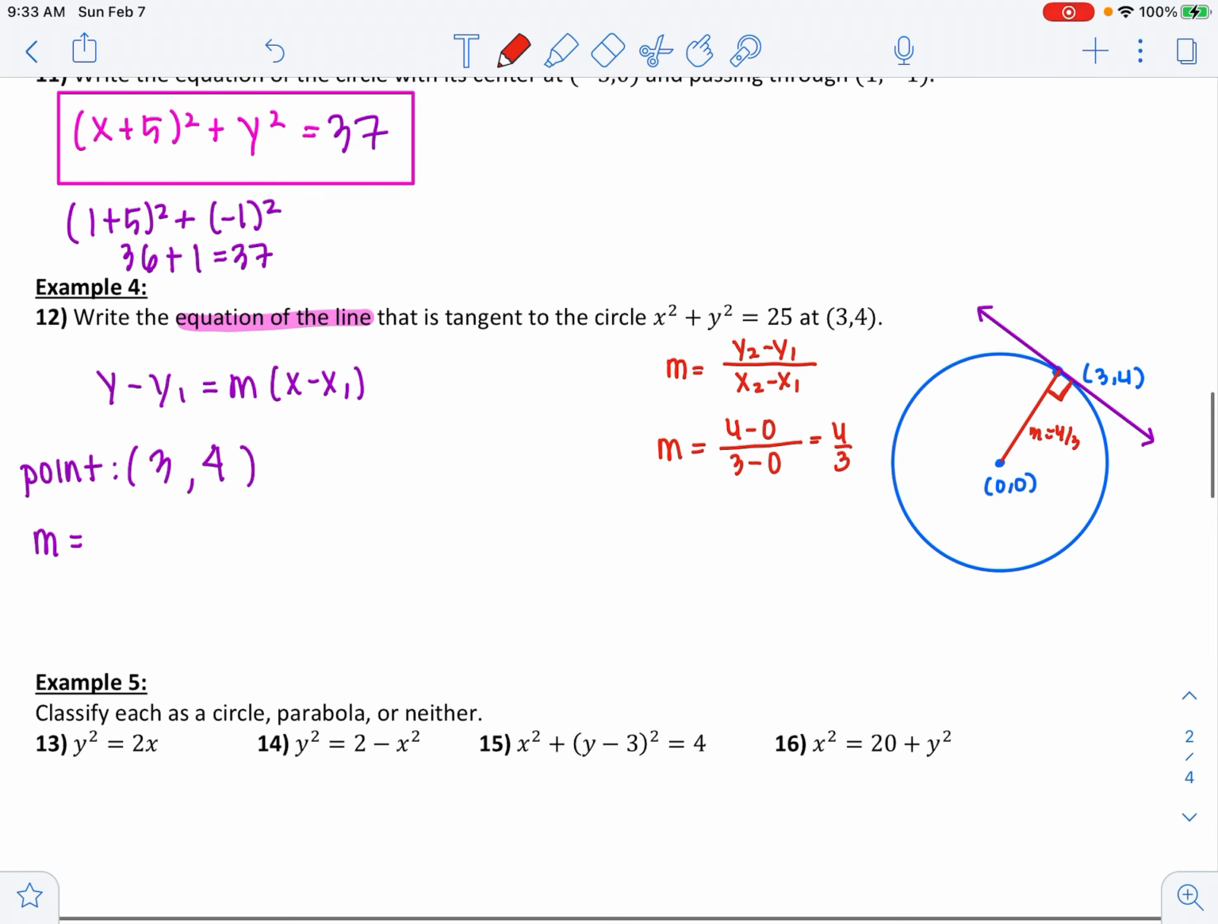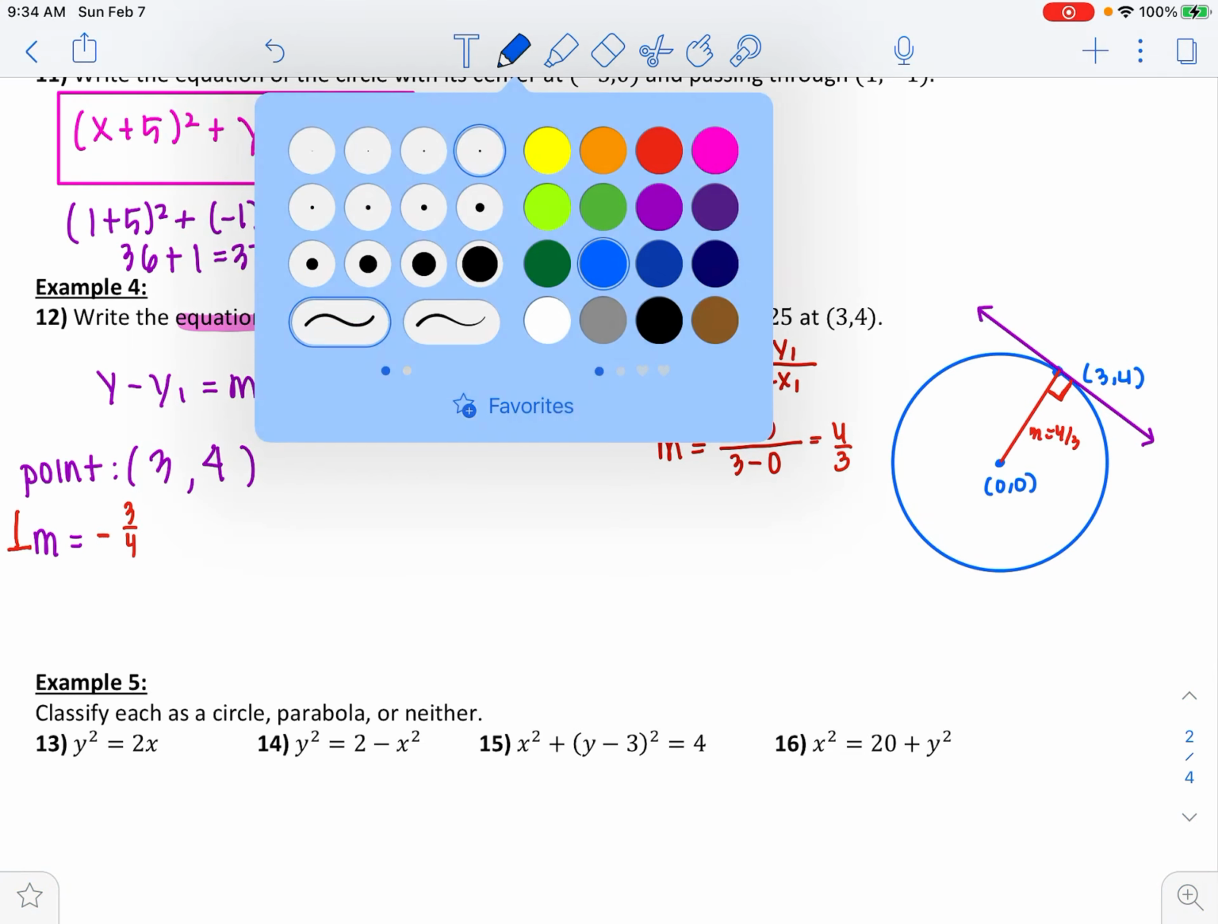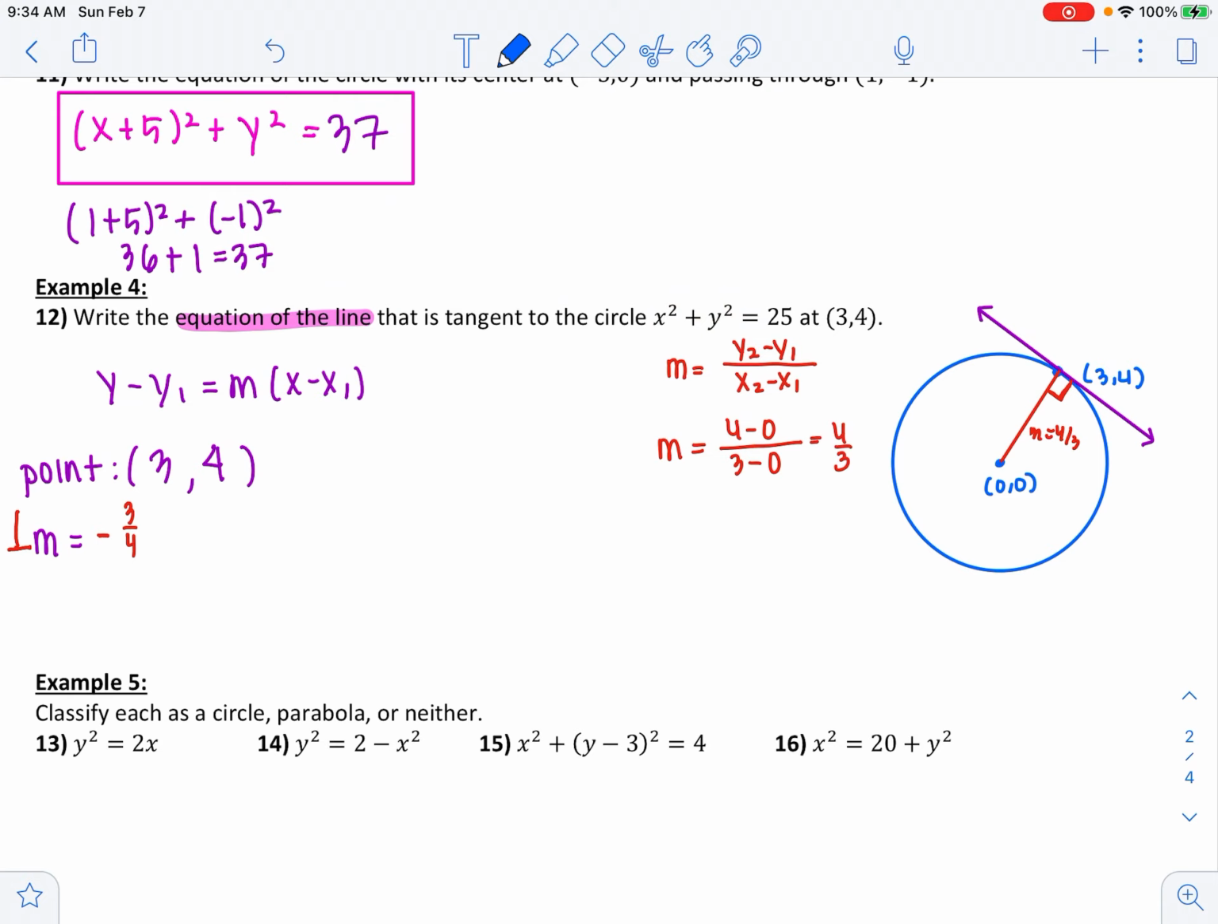I don't want the slope of the red line. I want the slope of the purple line, which is perpendicular to it. So the slope that's perpendicular to 4/3 is the opposite reciprocal, which is negative 3/4. So now I can write my equation of my line. Y minus y1, which is 4, equals m, which is negative 3/4, times x minus x1, which is 3. And there's your equation.